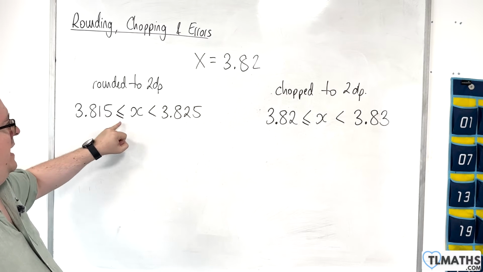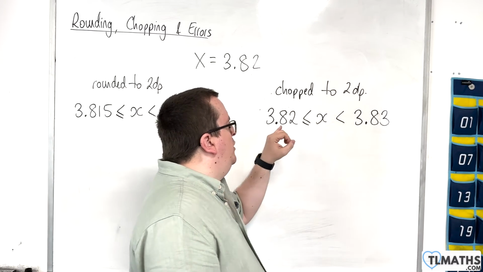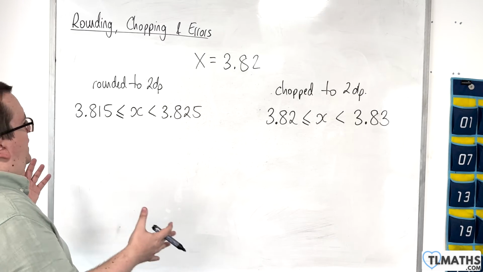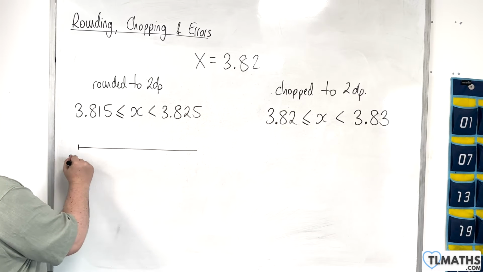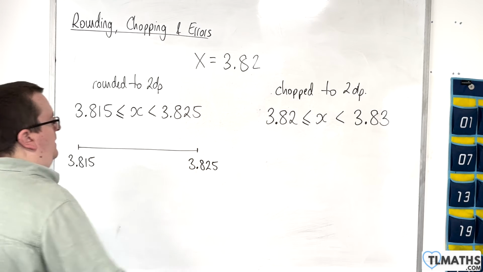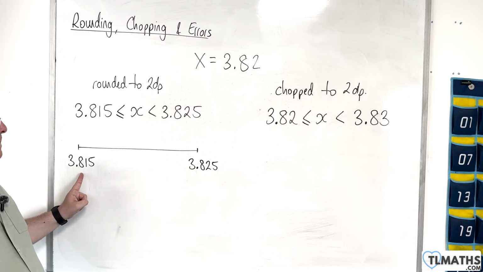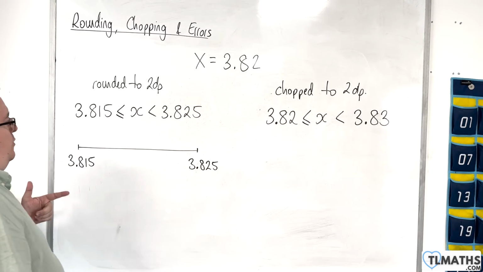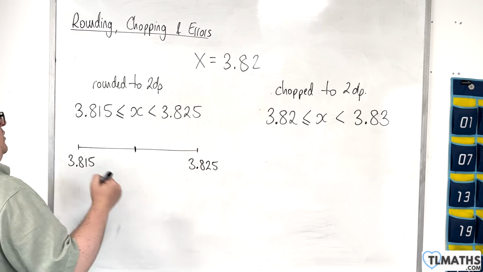Be careful with the inequality symbols here. And if it had been chopped to 2 decimal places, then the range of values would be between 3.82 and 3.83. Okay, so consider this on a number line. So here is 3.815 and here is 3.825. As long as the number was greater than or equal to this number and less than this number, then we would be rounding it to 2 decimal places and we would get the number slap bang in the middle, which is 3.82.